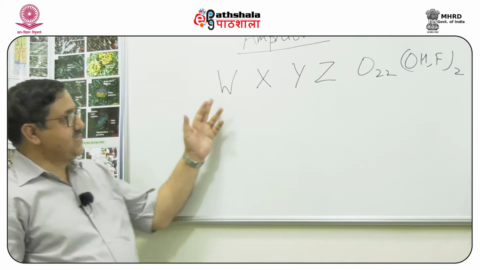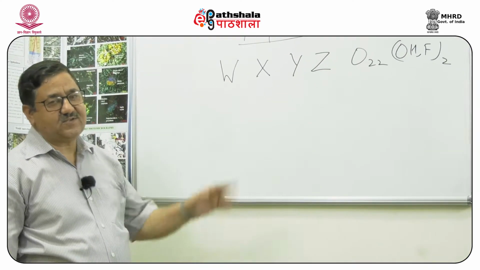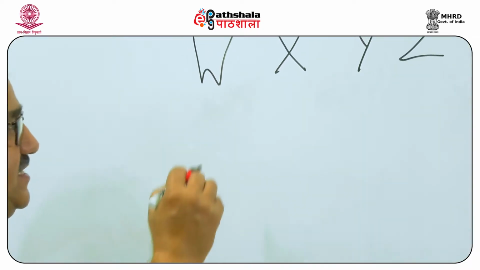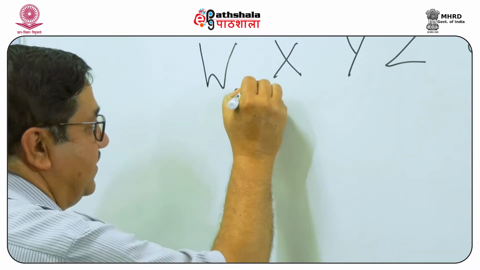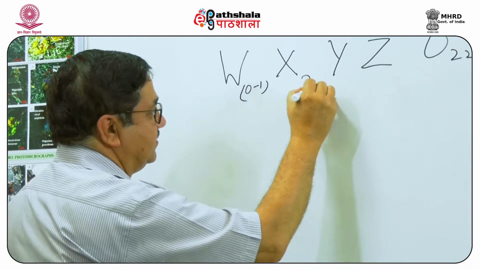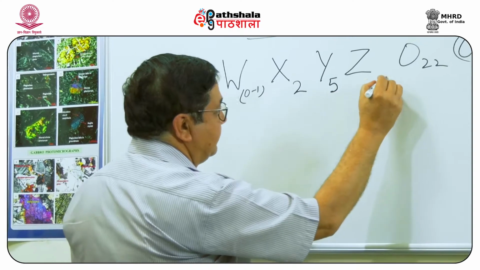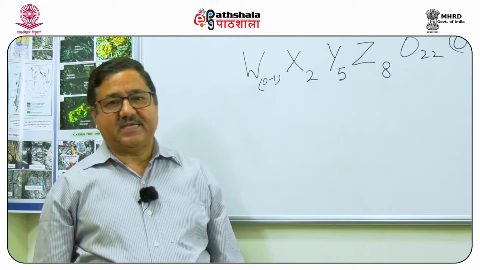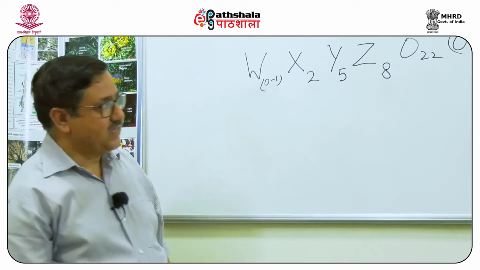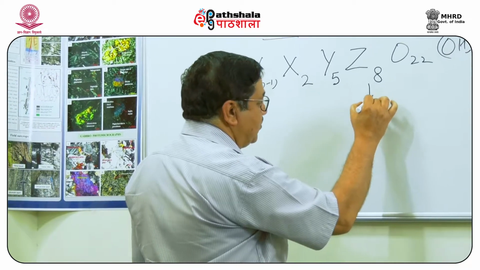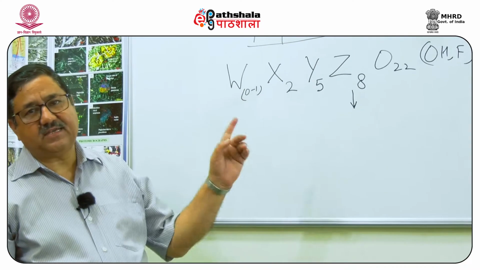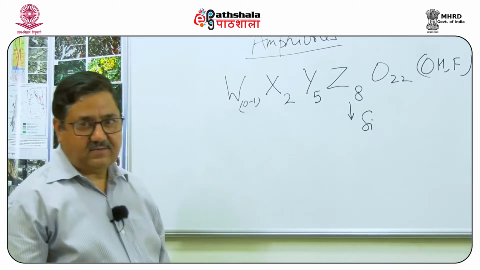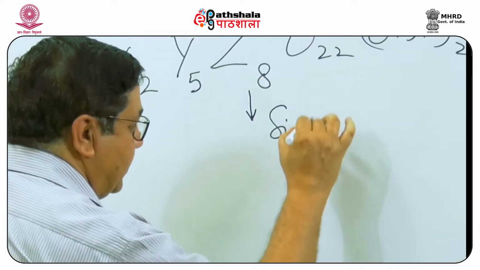Now, as you see, I have maintained some distances between these letters. Now, we will fill the spaces in between. This is 0 to 1, this is 2, this is 5 and this is 8. Now, these letters represent different sets of cations. If we start with the lowest coordination number, then this represents dominantly silicon and with silicon, aluminum.